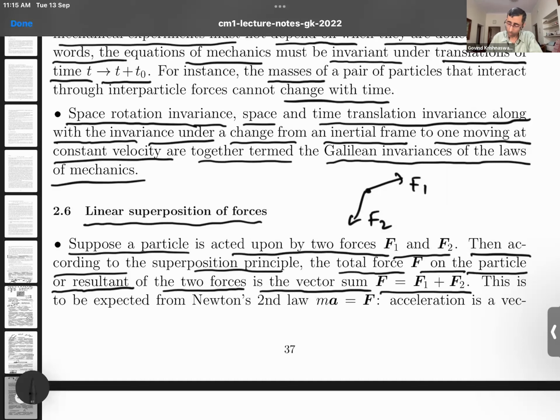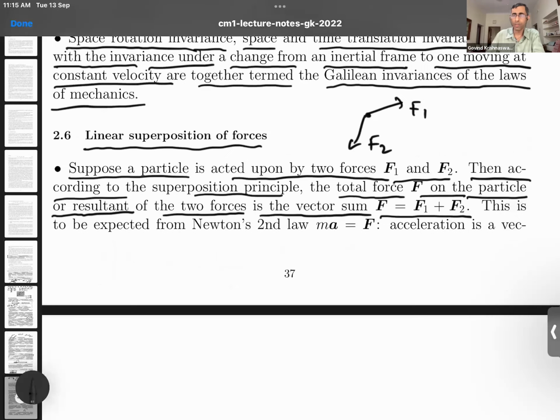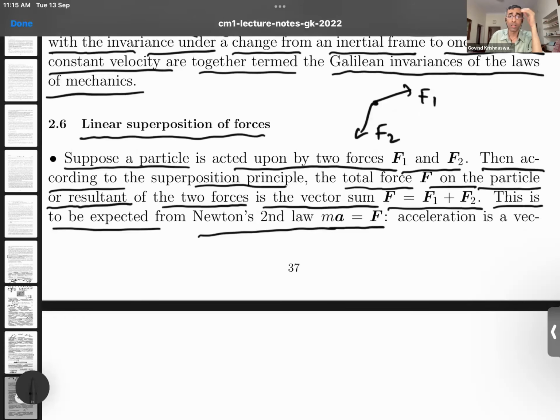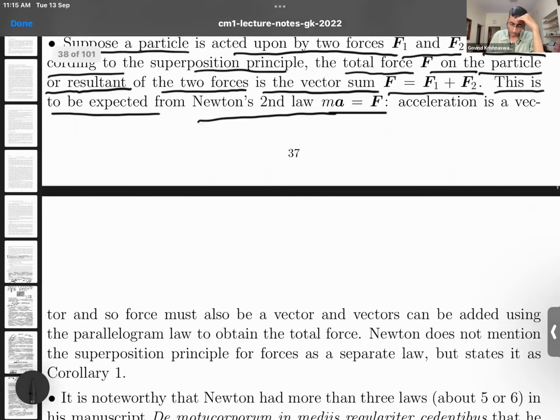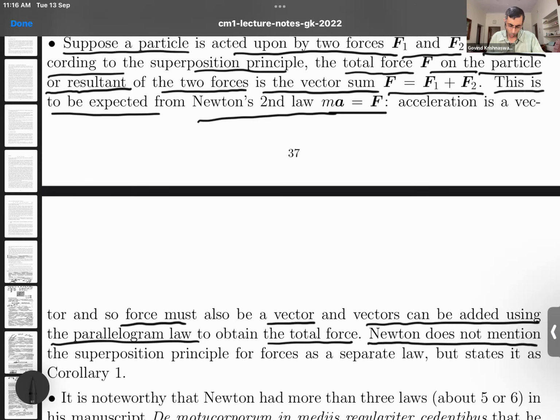Okay. So now I have stated this principle. It is a very useful principle. However, it is already kind of a consequence of Newton's second law. It is a consistency condition, you might say. It is expected from Newton's second law, force is equal to mass times acceleration, simply because the acceleration is a vector, and so the right hand side, the force, must also be a vector. And of course, vectors can be added using the parallelogram law to obtain the total force. So it is in that sense that it is to be expected. But it's a very useful thing, so I want to highlight it. Newton himself does not mention the superposition principle for forces as a separate law, but instead he states it as a corollary to his other laws.